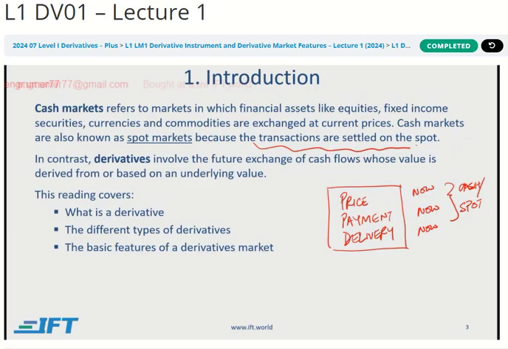And even though we're talking about a bottle of water, this could also be easily for stocks or bonds. So what we're basically saying is, if you're paying for that stock right now and the transaction is settled on the spot, then this is what is known as a cash market or a spot market.